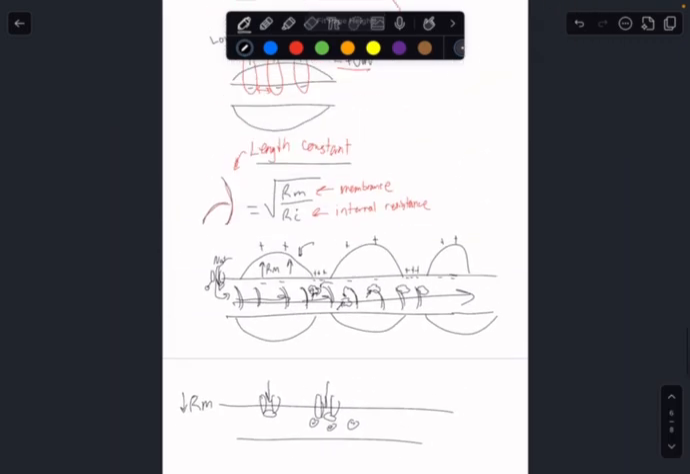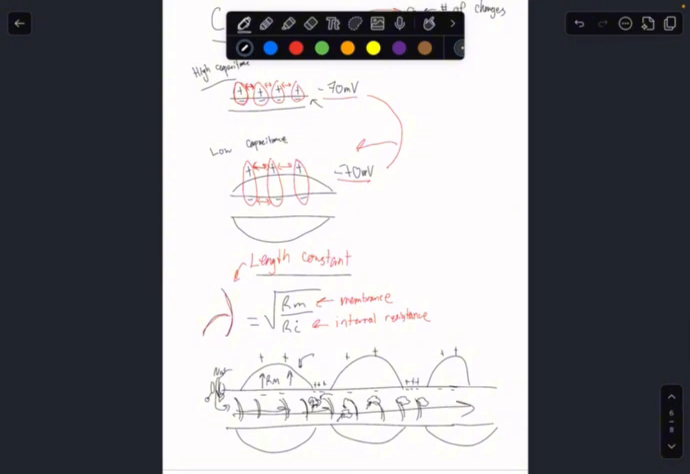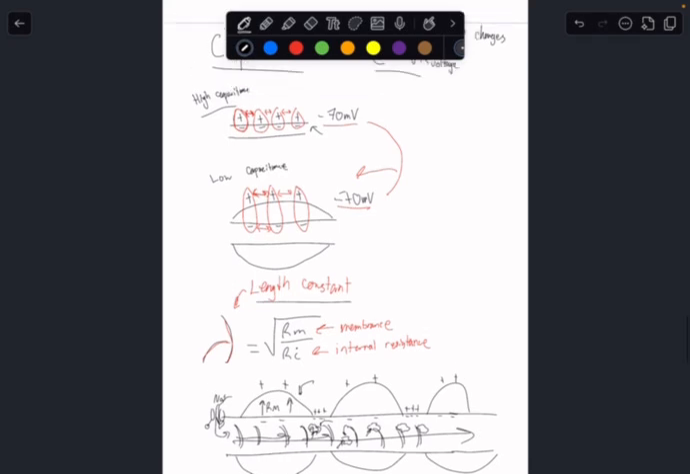But this is talking more about capacitance, as well as how capacitance and length constant are affected by myelin. Myelin gives you a lower capacitance but a higher length constant.